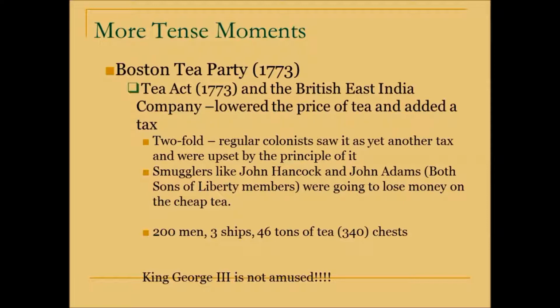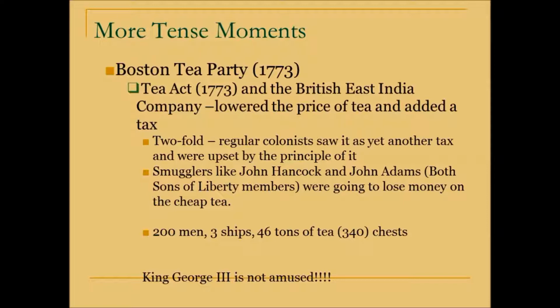So once again, just like with the Sugar Act, you've got these smugglers like John Hancock and John Adams, by the way, both Sons of Liberty members, who are going to lose money on the cheap tea because they were both smuggling it. So these guys, the Sons of Liberty, including John Hancock and John Adams, dressed up as Indians, 200 of them. They went to the 3 ships in the Boston Harbor. They were all ships belonging to the British East India Company. And before it could be unloaded to local stores, they dumped these chests of tea. There were 340 chests. 46 tons of tea were dumped into the Boston Harbor.